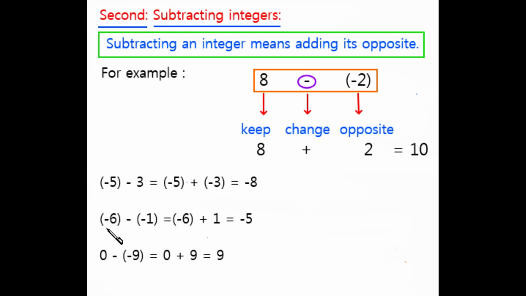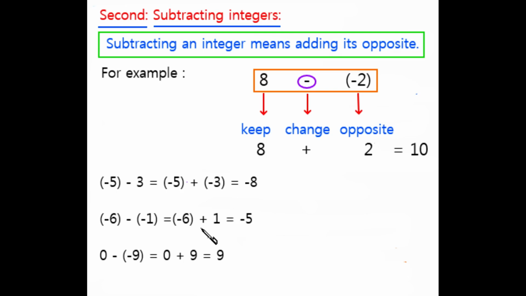Another example, negative 6 minus negative 1. At first, write the first number, negative 6. Change the sign, minus to be plus, and find the opposite of the last number, negative 1. The opposite of negative 1 is positive 1, equal 1.